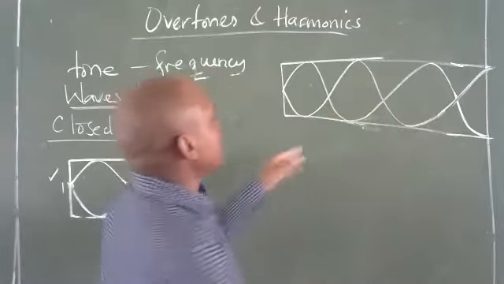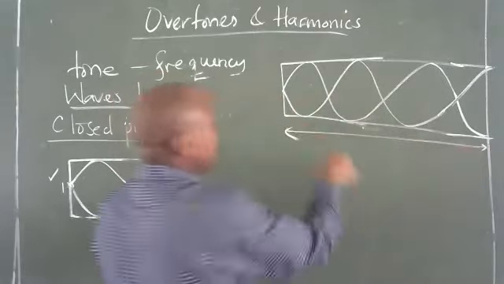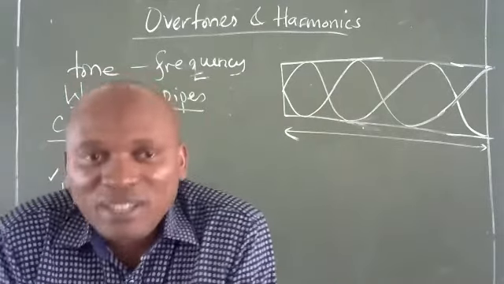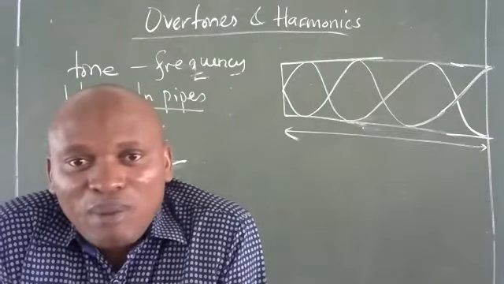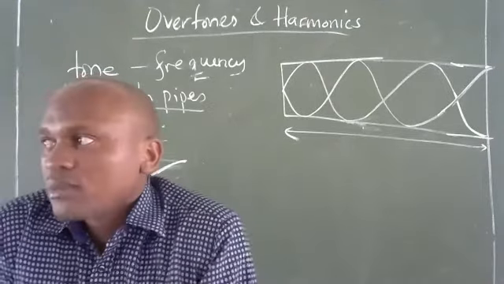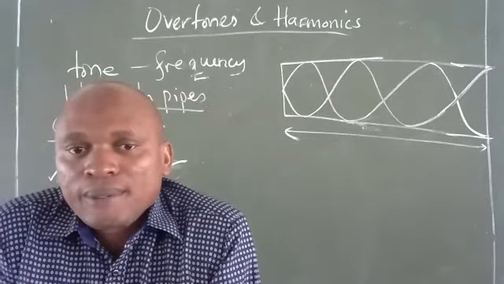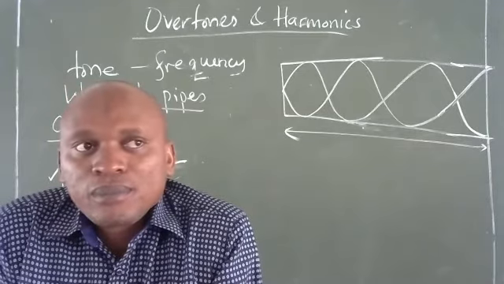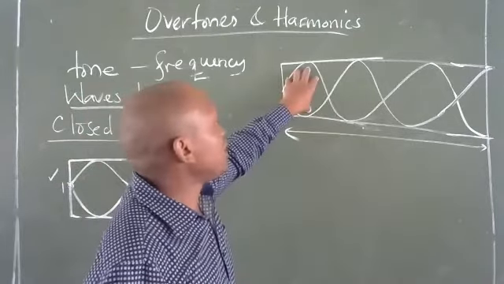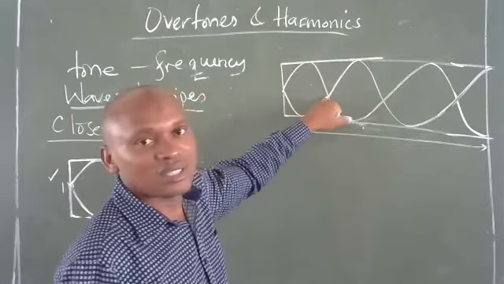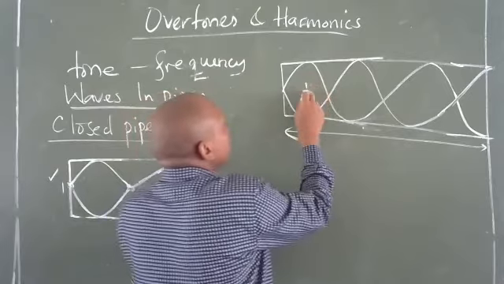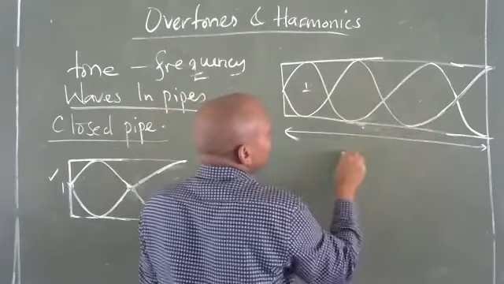But now, how many wavelengths are here? Who can tell me how many wavelengths in that diagram? Can you count for me the wavelength? Just count these shapes. Each shape is what? Each shape is a half, isn't it? So just count. This is 1, 2, 3. So there are 3 halves.